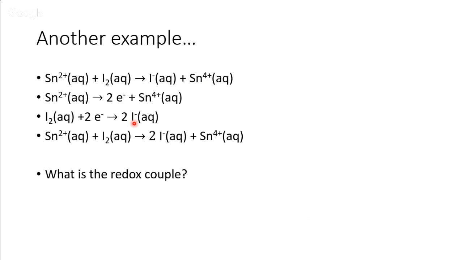We need to make sure that we have the same number of electrons, and we do. We have 2 electrons in each, so we can add them together. So we have tin 2+ plus iodine I2 gives us 2 I-, or iodide ions, plus tin 4+. One question we could ask is, what is the redox couple in this case? And remember that the redox couple is made up of the 2 species in the balanced equation. So we have tin 2+ and I2, or iodine, as our redox couple.